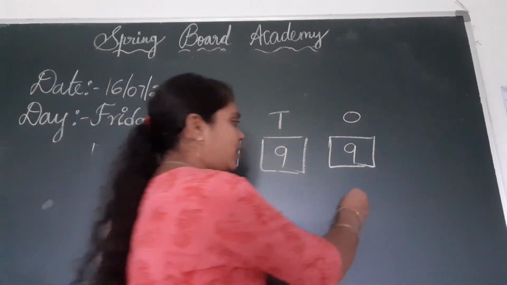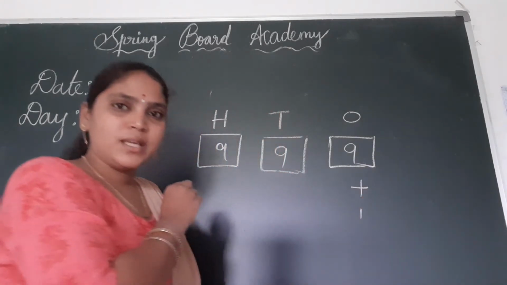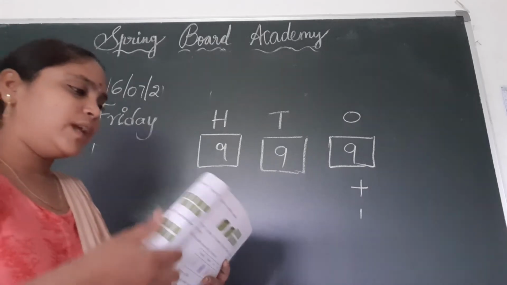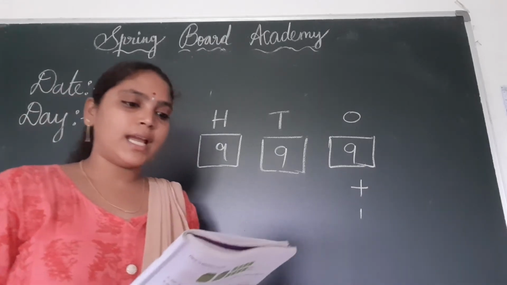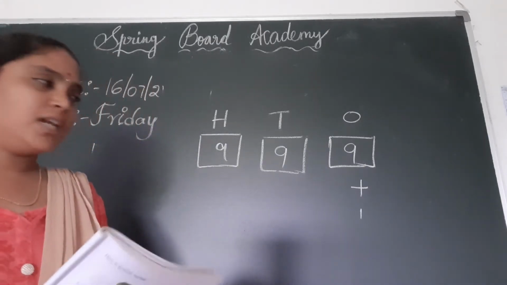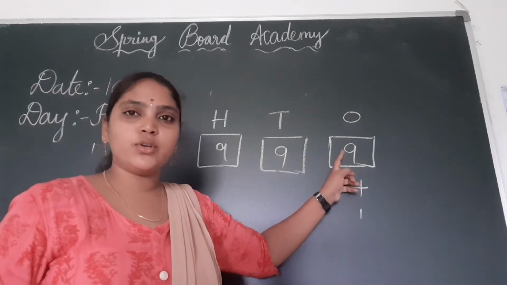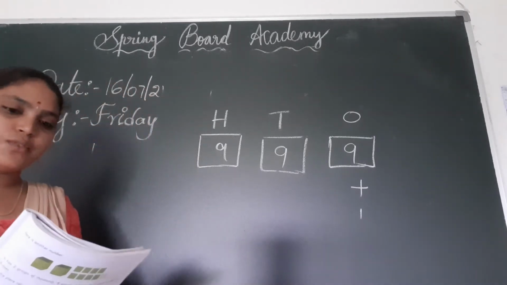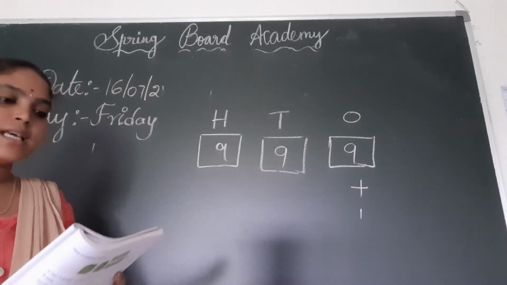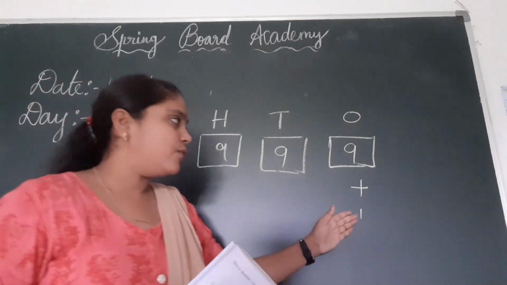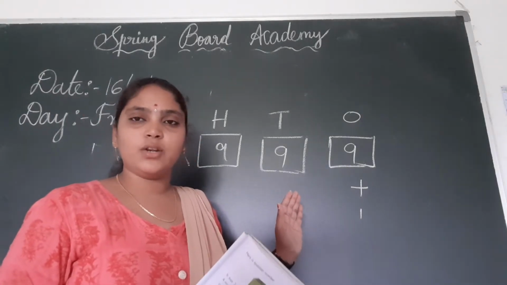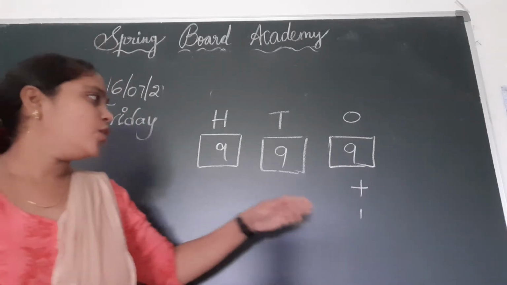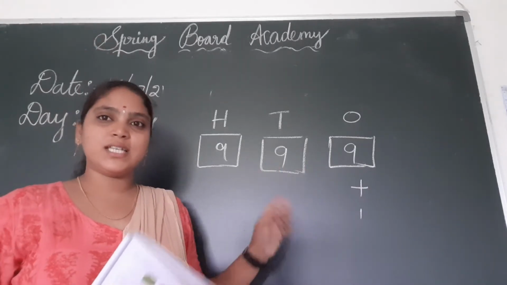So now we have to add one more block to the ones place, children. Do you know what it becomes? When one block of ones is added to 9 blocks of ones, we get 10 ones. So if we add one block to 9 ones, it becomes 10 ones now, children. These 10 ones can be regrouped as 1 ten. So if we add 1 to the number 9, we get 10. So now we have to regroup 10 ones as 1 ten, children.